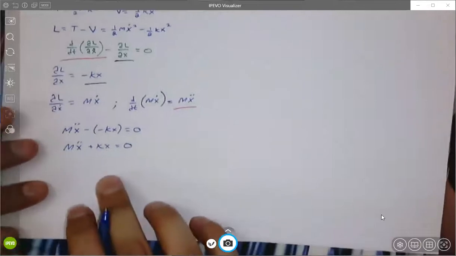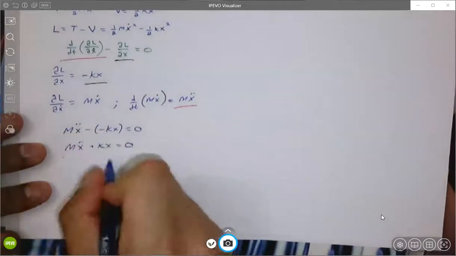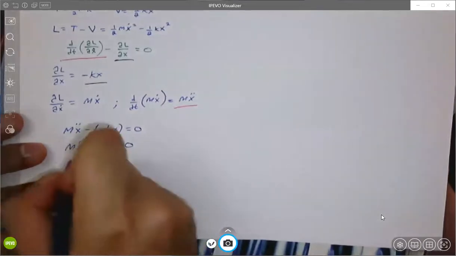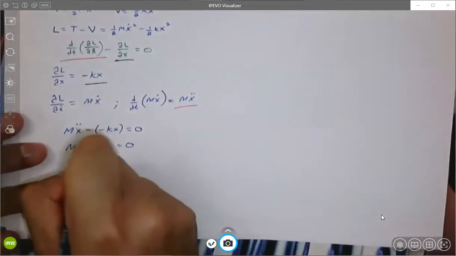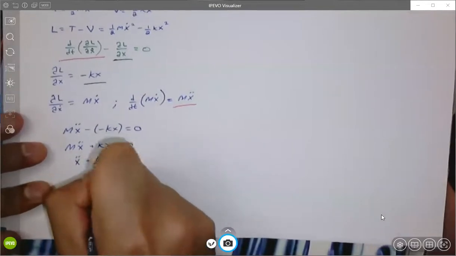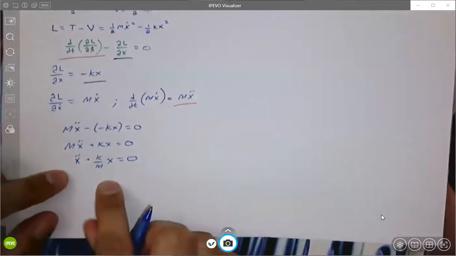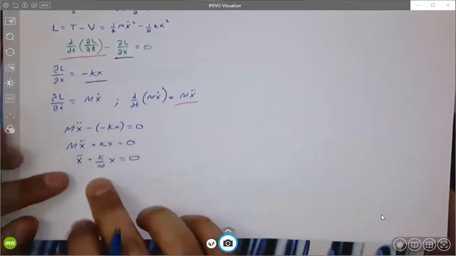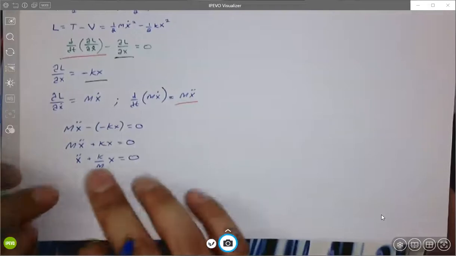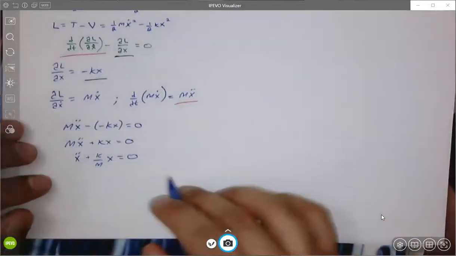And this is a differential equation. Let's bring the m to the other side, or bring it away from this acceleration factor. And we get x double dot plus k over m times x equals 0. This you should have learned in regular mechanics right here. This is the equation for a spring block harmonic oscillator.